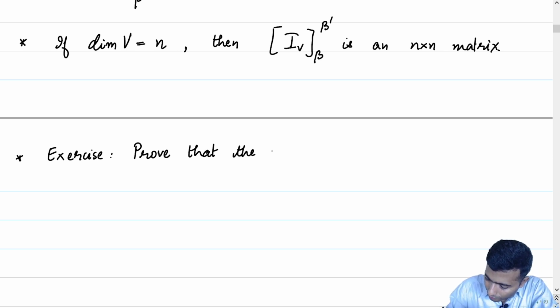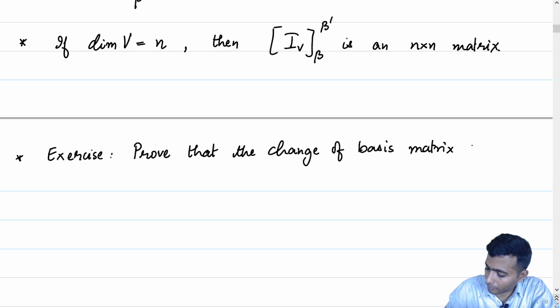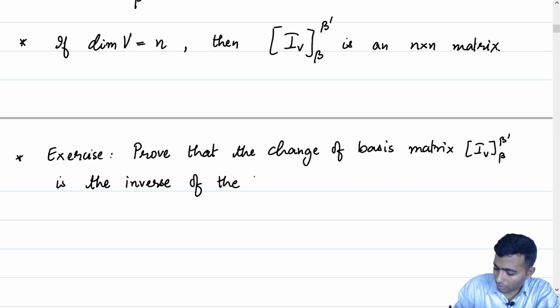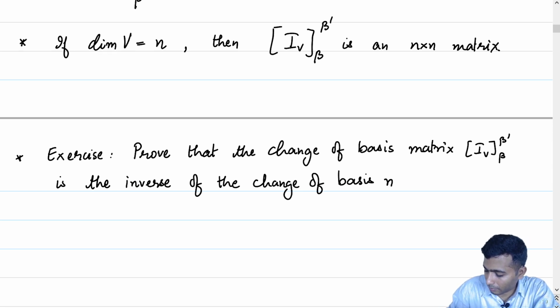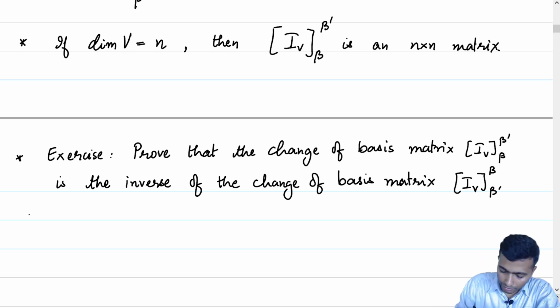The change of basis matrix I_V from beta to beta prime is the inverse of the change of basis matrix I_V from beta prime to beta.